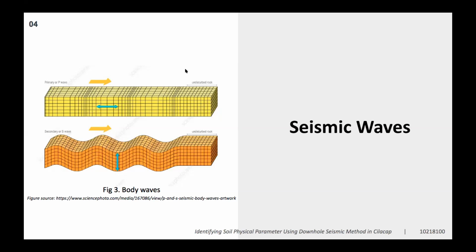There are 2 types of seismic waves, which are body waves, here you can see in figure 3, and surface waves. Since we're using the active seismic or the downhole seismic testing method, we're going to talk about the body waves. They are here in figure 3. As you can see here, there is the compressional, or pressure, or primary wave, known as the P wave.